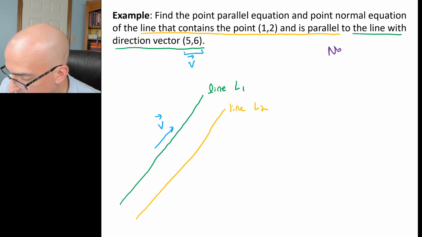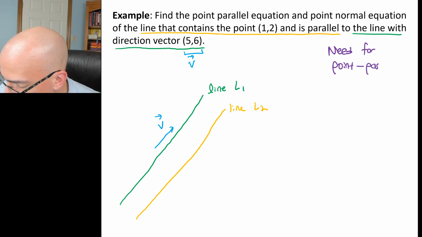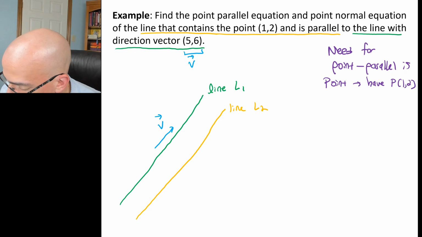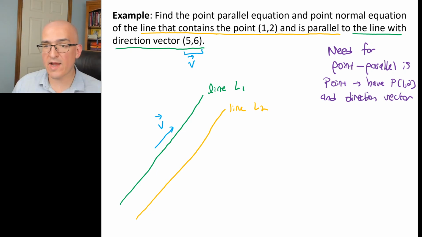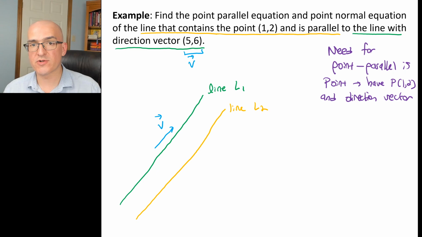Now what we need for point parallel is a point, we have P 1, 2 and a direction vector. So let's look at our diagram. We have a line L1 with a direction vector V, 5, 6. We have a line L2 that is parallel to that line. I can use the direction vector for the first line as the direction vector for the second line because those lines are parallel.